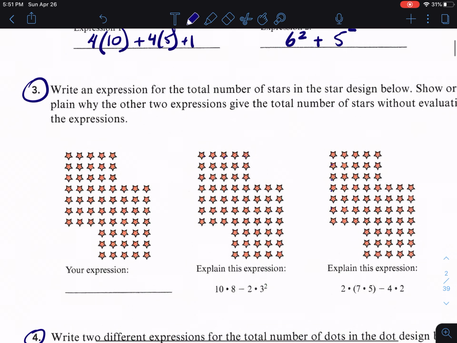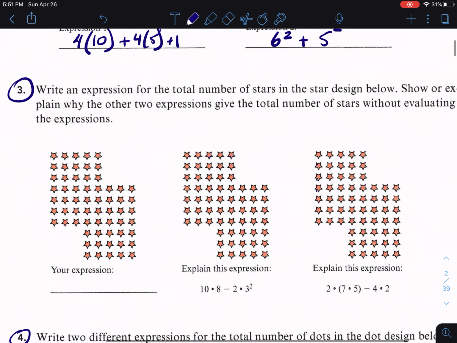So let's do number 3 here. Write an expression for the total number of stars in the star design below. Show and explain why the other 2 given expressions are actually true. So let's look at this. Let's look at 10 times 8 minus 2 times 3 squared. Well, I wonder where that comes from.